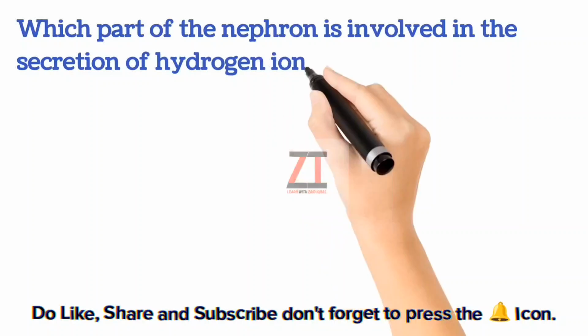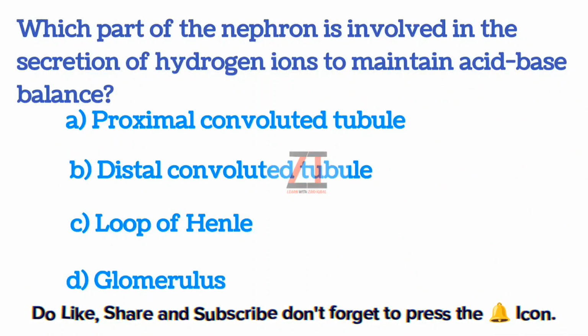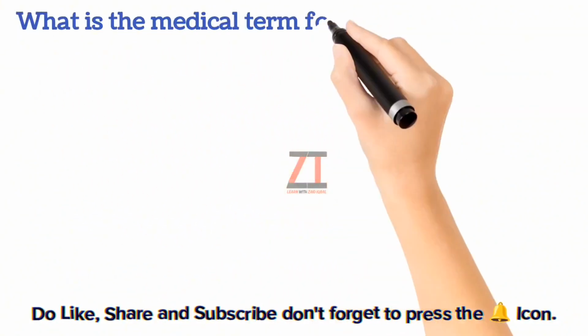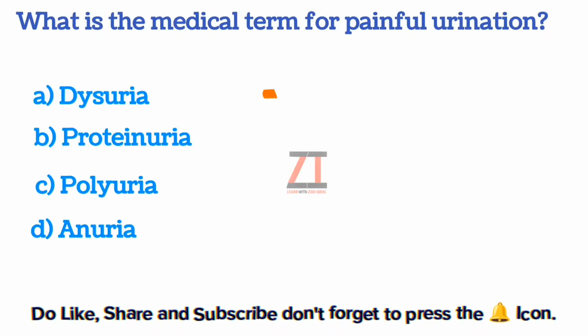Which part of the nephron is involved in the secretion of hydrogen ions to maintain acid-base balance? Right answer is option B, distal convoluted tubule. What is the medical term for painful urination? Right answer is option A, dysuria.